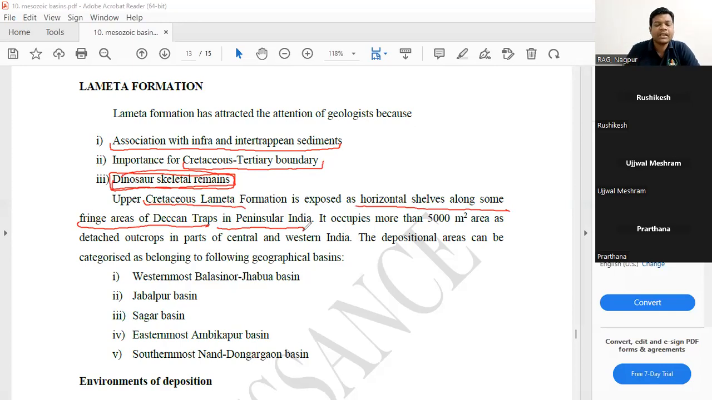Around the sides of the Deccan Trap area, it occupies more than 5,000 square kilometres as detached outcrops in parts of central and western India. The depositional areas can be categorized into these geographical basins. The westernmost is the Balasinor-Chhapua basin. Balasinor is very much famous for what?